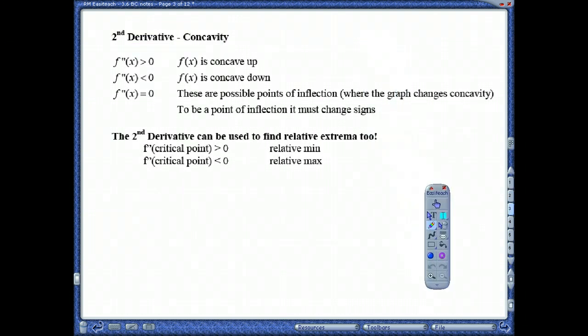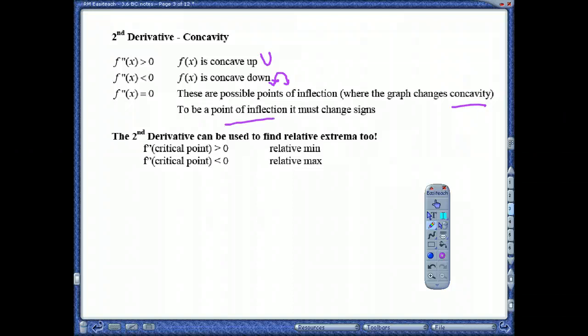Concavity: if our second derivative is positive, we're concave up. Remember, that looks like this guy. Second derivative less than 0, we're concave down. Where our second derivative is equal to 0 or undefined, that is a possible point of inflection. It has to change signs. It has to be positive on one side, negative on the other side, because there has to be a change in concavity for you to be a point of inflection.